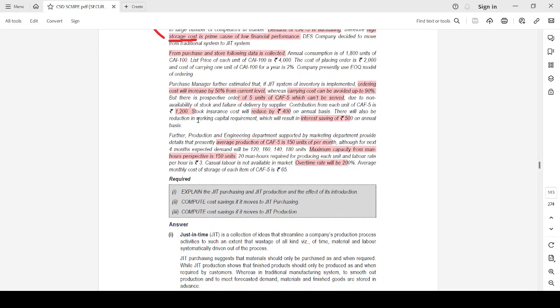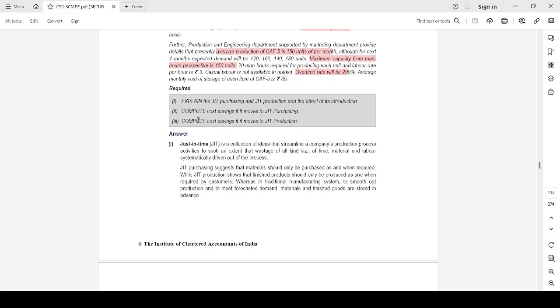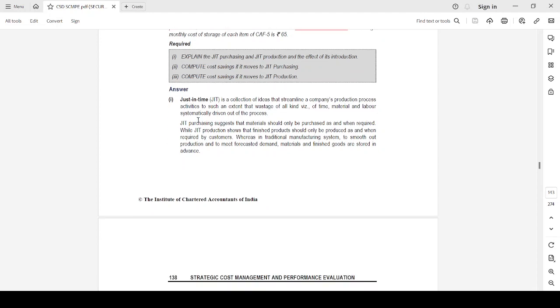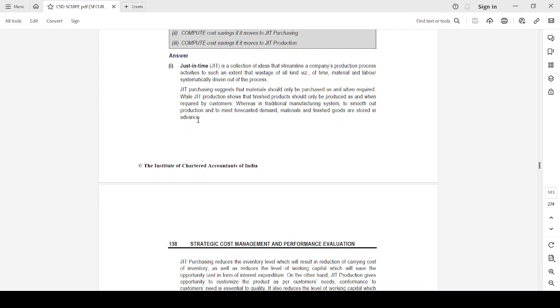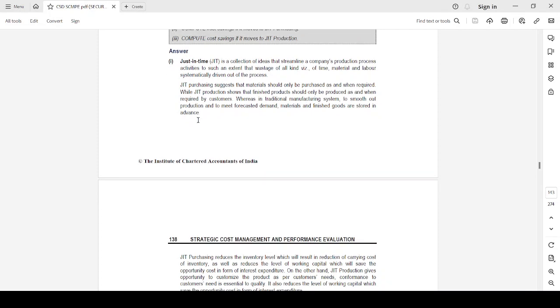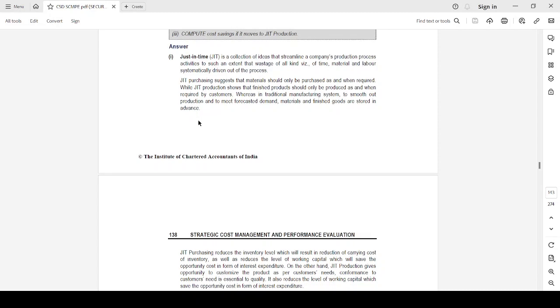Okay, explain JIT purchasing and JIT production. JIT, which means what? I'm using things when the time it is actually needed. Okay, this collection of ideas has streamlined a company's production process activities to such an extent that all wastages are reduced. Okay, JIT purchasing says that material should be purchased only when it is required. Production means only when the finished products are required, I have to start producing the products itself.